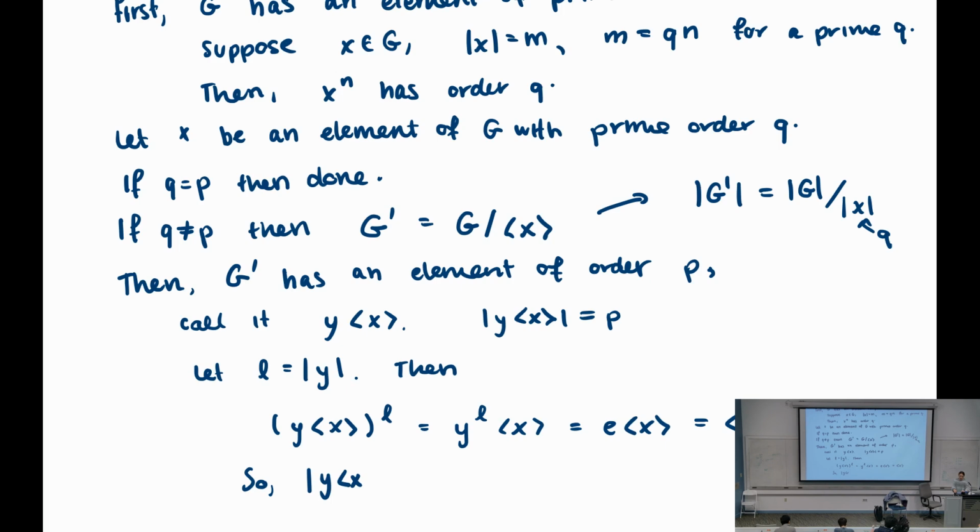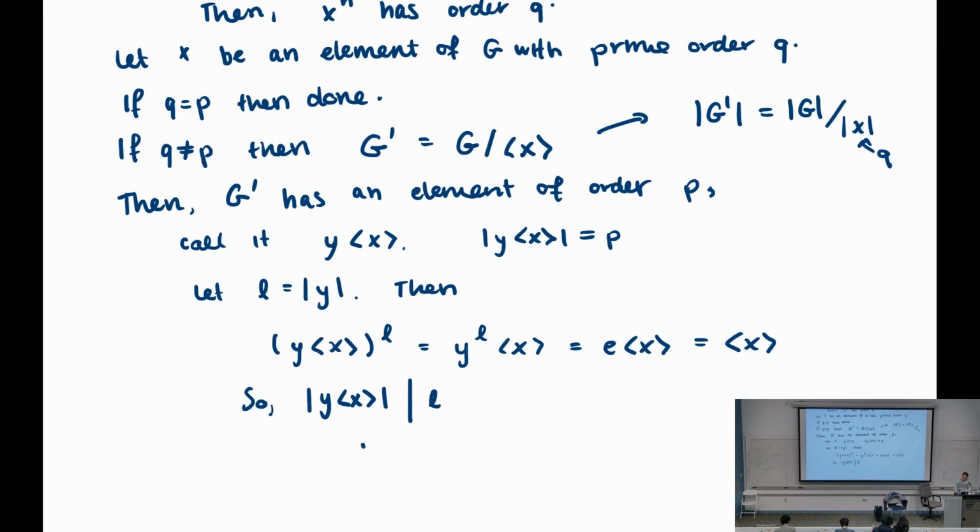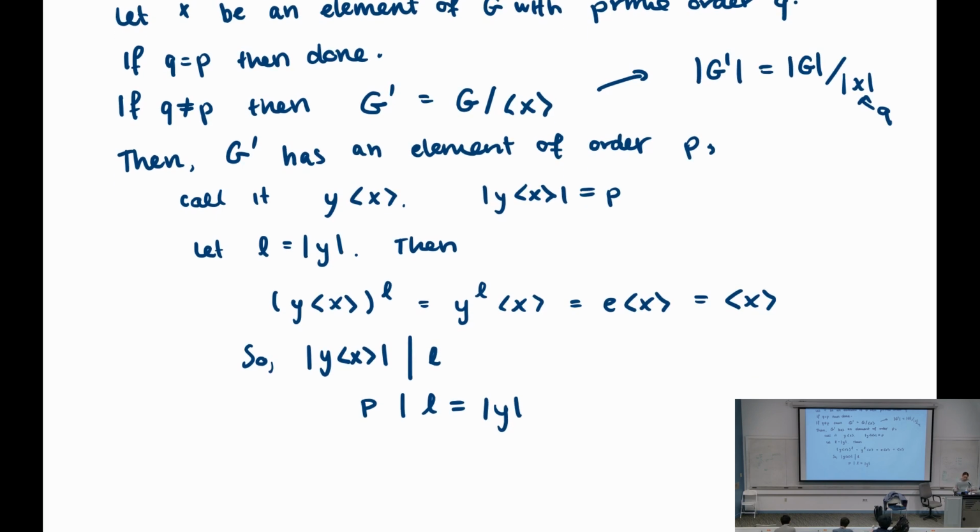So we must have that the order of this element divides that number that we raised it to get to the identity. And we'll recall that the order of this element Yx was P, so that means that P divides L, which was the order of Y. Then that means that Y to the L over P is an element of G with order P. And that completes the proof.